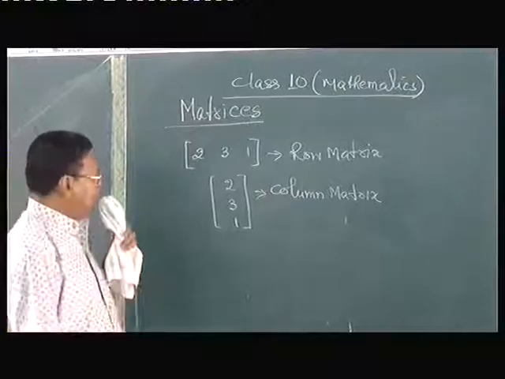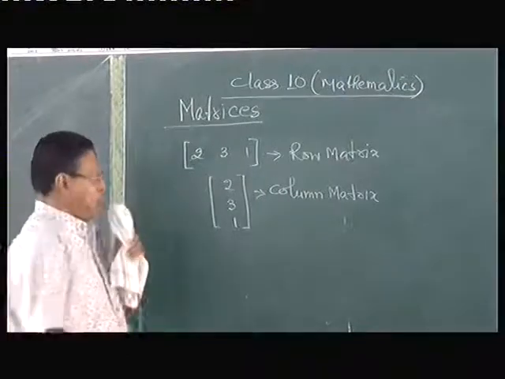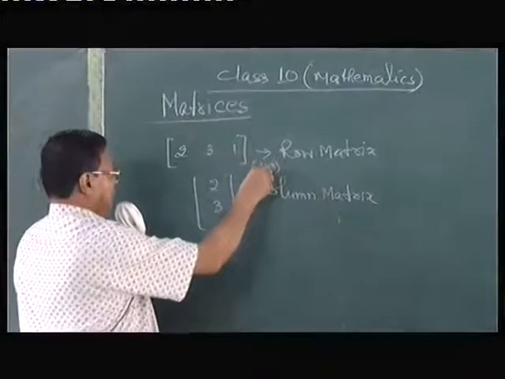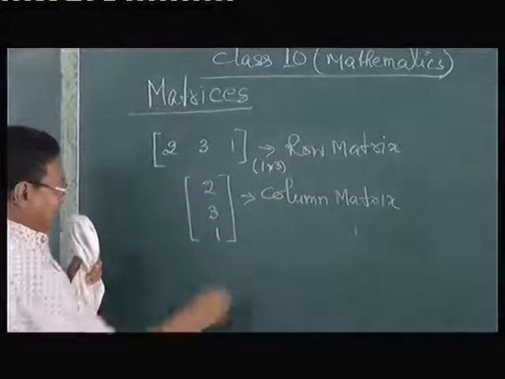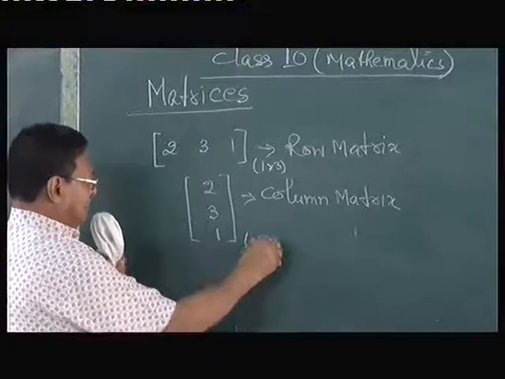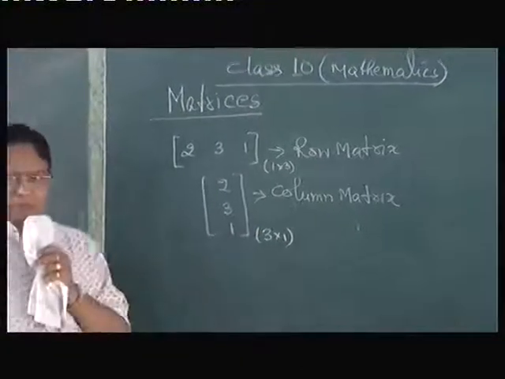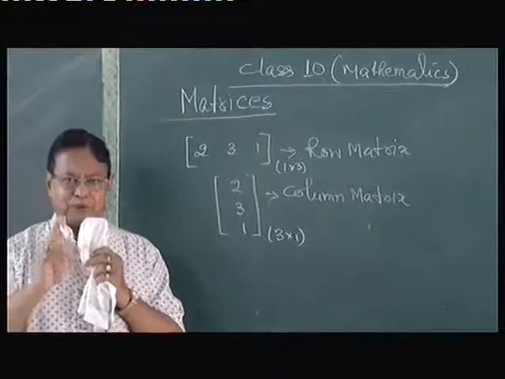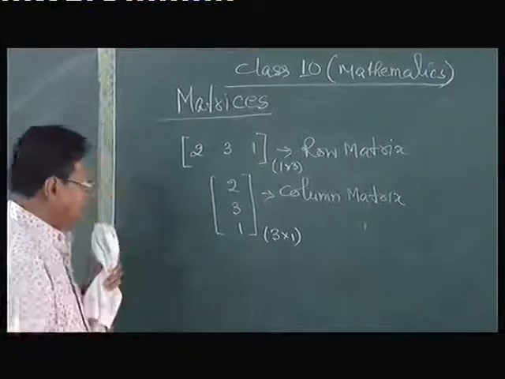Column matrix. A row matrix is only one row. Look at the order of the matrix. It's 1 by 3: 1 row, 3 columns. Here it is 3 by 1: 3 rows, 1 column. So if there's only one row, it's a row matrix. If only one column, it's a column matrix. Okay?